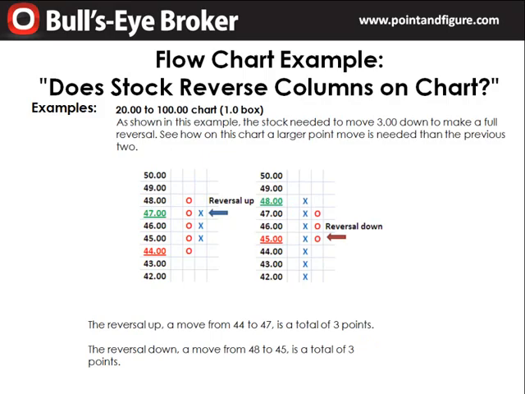Another example for the $20 to $100 range is the stock needs to move 3 full points to make a full reversal. See how on this chart a larger point move is needed than the previous two? On the reversal up, you can see a move from 44 to 47 is a total of 3 points. The reversal down is a move from 48 to 45, and that again is a total of 3 points.